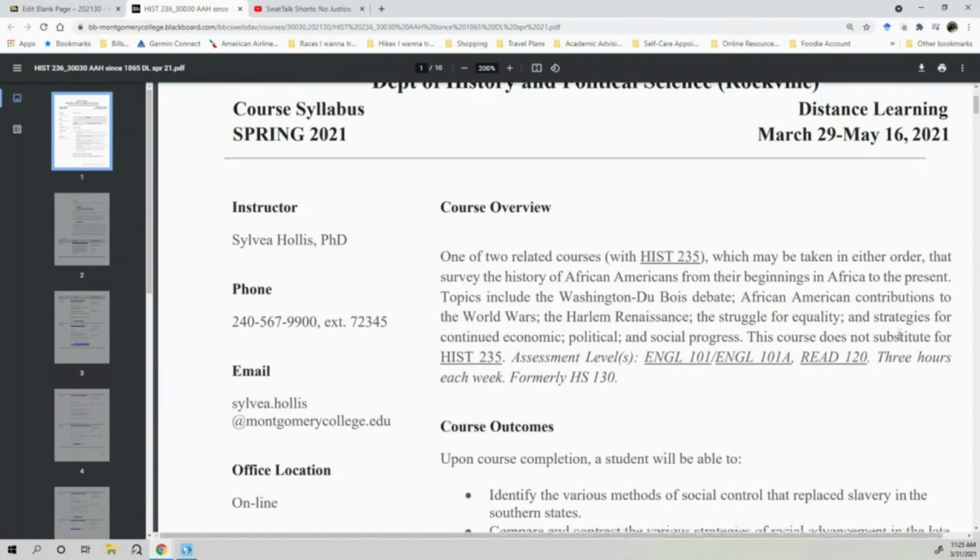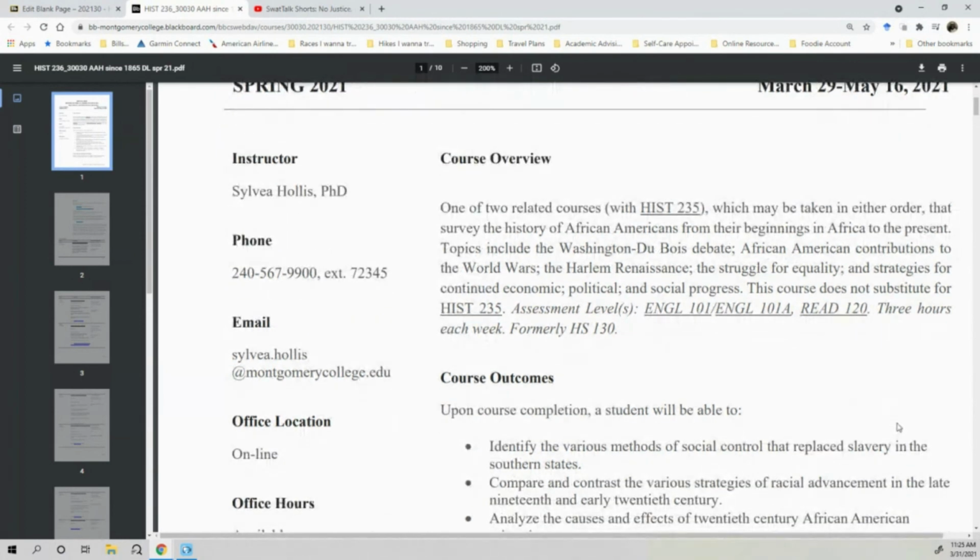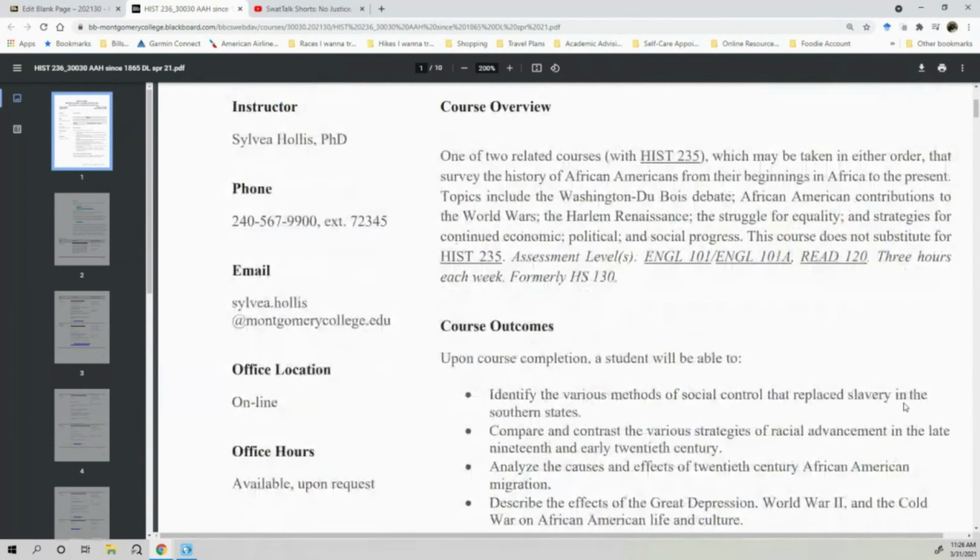All right, so course overview. This African American history class is one of 2 related courses associated also with History 235, which is African American history until 1865. So that's the earlier class, which may be taken in either order. It's a survey history of African Americans from the beginning of Africa to the present. That's what the History 235 class is. But this is the second half.